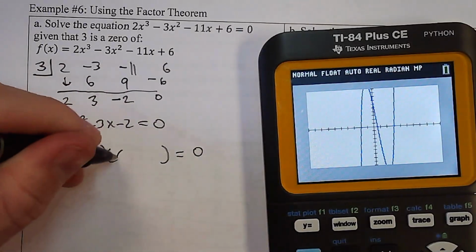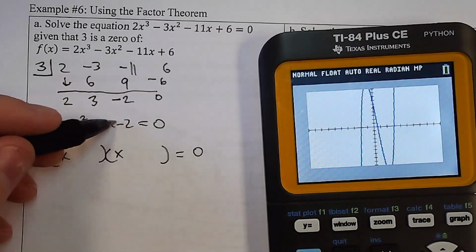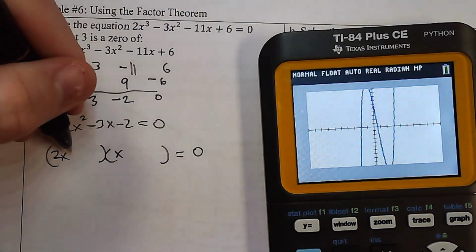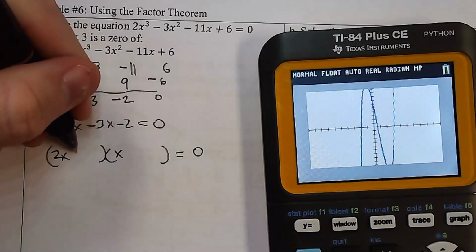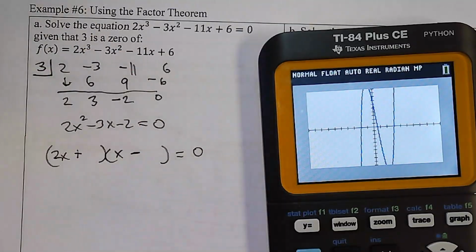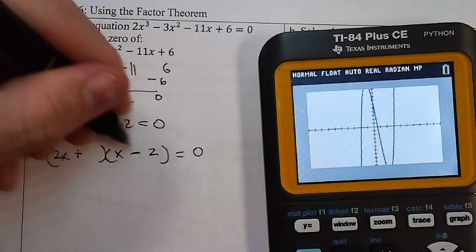So 2x and x. If the sign's minus, that means they're same or different? Different. Where does the plus need to be? Where does the minus? If I did that. 2 and 1, so you've got to put 2 in one spot, 1 in the other spot. What about 2 there, 1 there?